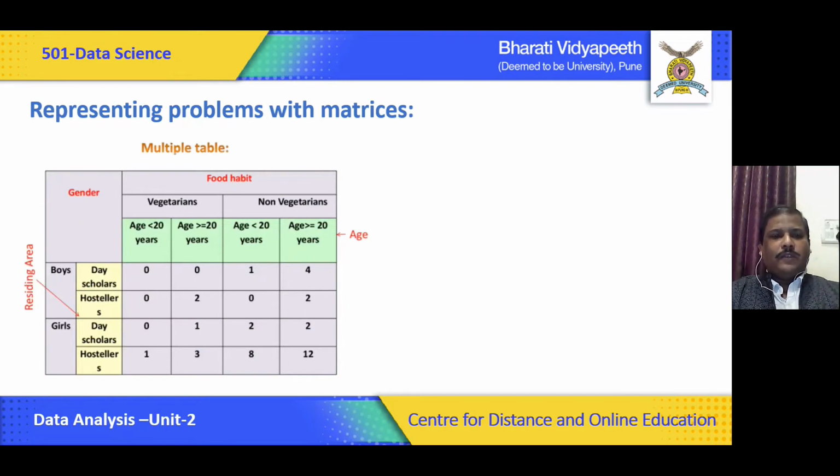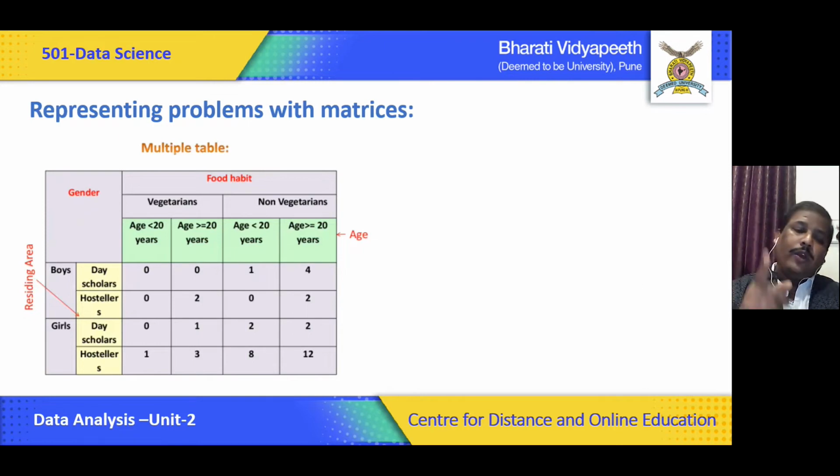You can see multiple tables, right? So when we are going for multiple features or multiple dimensions, you have gender, two, boys and girls. In that, again we are dividing, because these are students. They may be day scholars, that means they may not stay at the school or hostels, they used to come, or travel, daily. So day scholars we have, and hostelers we have, those who are staying at school hostels or college hostels, like this, right?